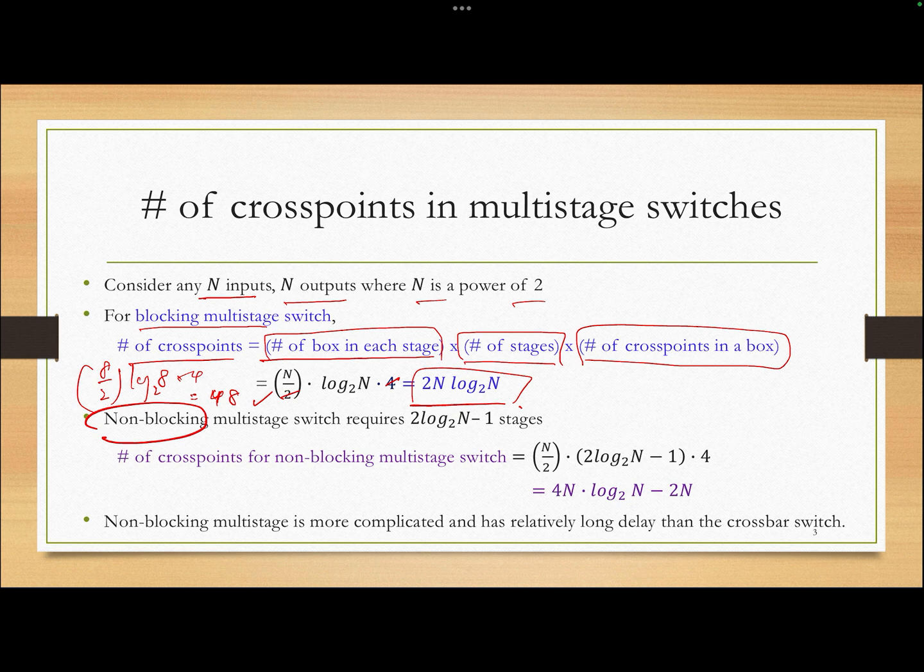Anyway, the non-blocking multi-stage switch requires this number of stages. Everything is the same except the number of stages is higher, so you get this formula. The non-blocking switch is more complicated and has more delay than the crossbar switch, and also more delay than the blocking multi-stage switch because it has more stages. So you have to switch the first stage, second stage, third stage, and so on.